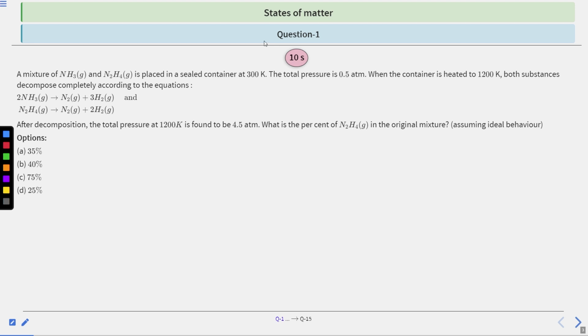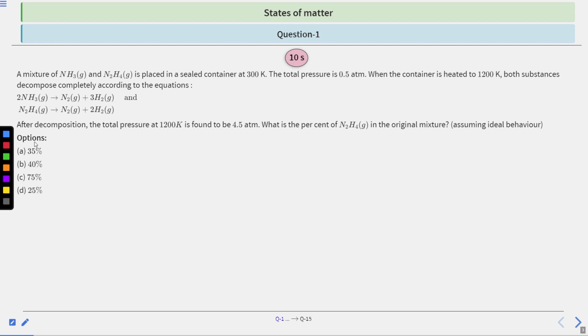So let's start with question number 1. A mixture of NH3 and N2H4 is placed in a sealed container at 300 Kelvin. The total pressure is 0.5 atmosphere. When the container is heated to 1200 Kelvin, both substances decompose completely according to the equations given here. After decomposition, the total pressure at 1200 Kelvin is found to be 4.5 atmosphere. What is the percent of N2H4 in the original mixture?